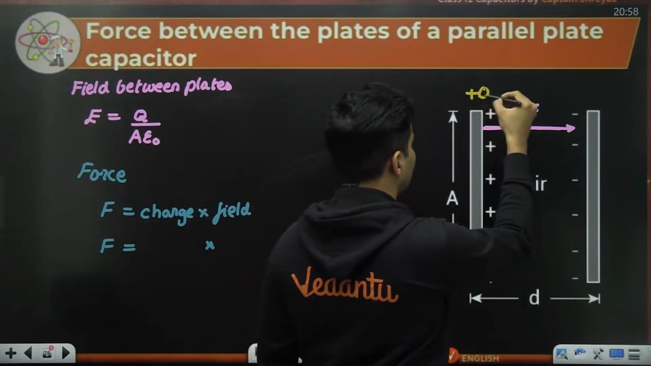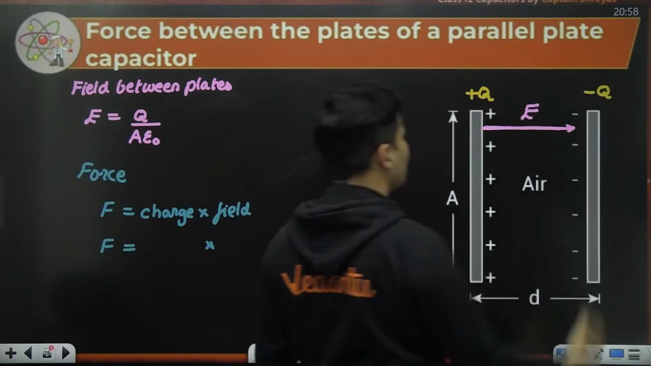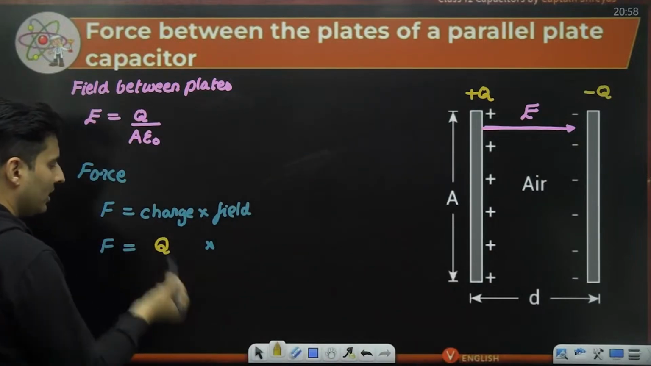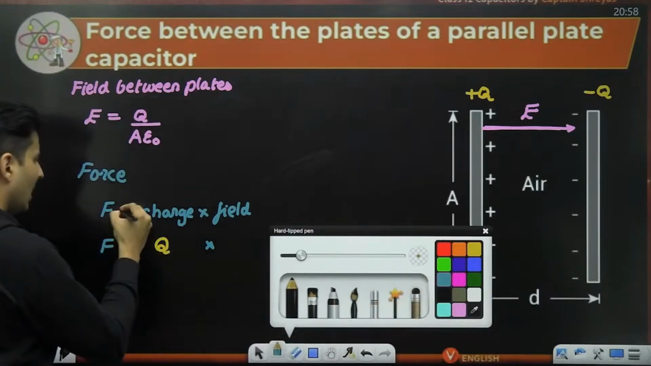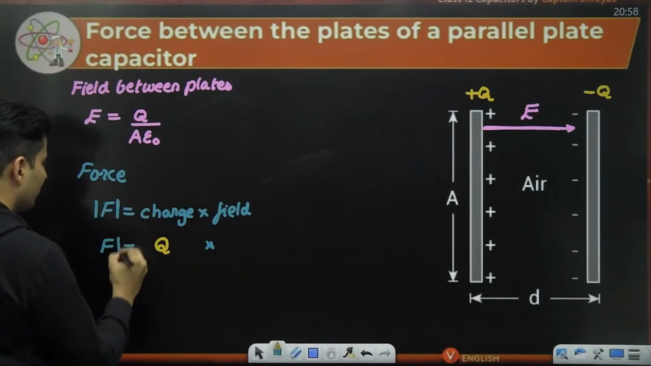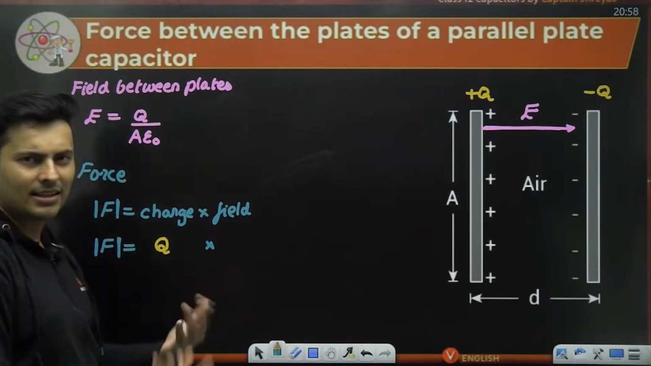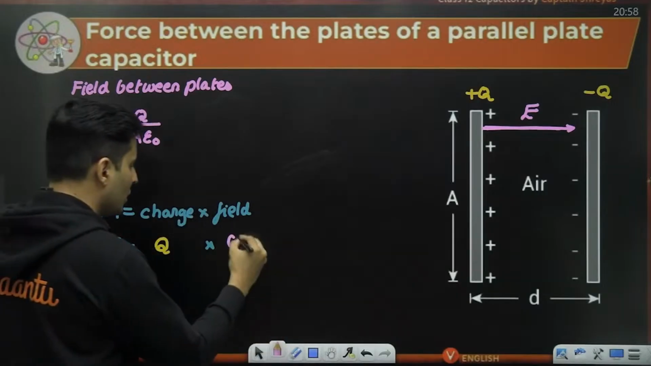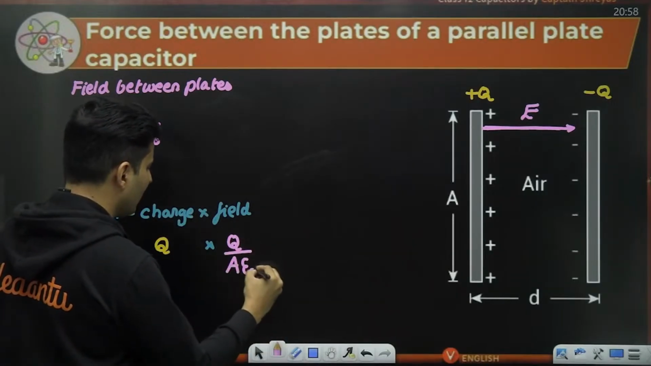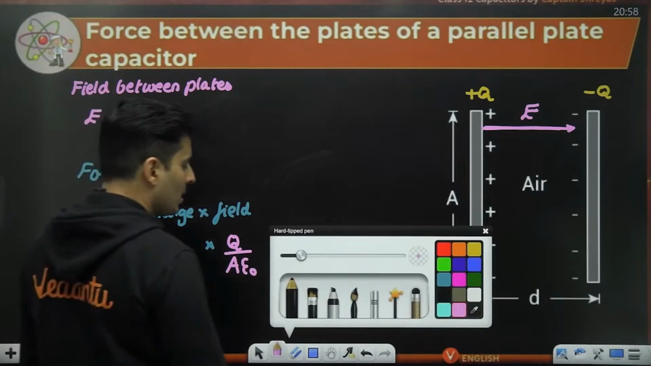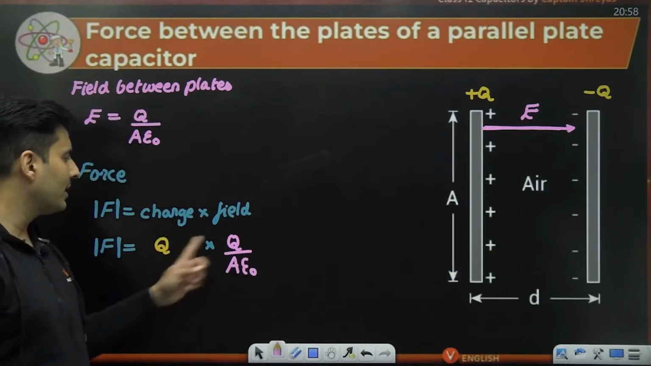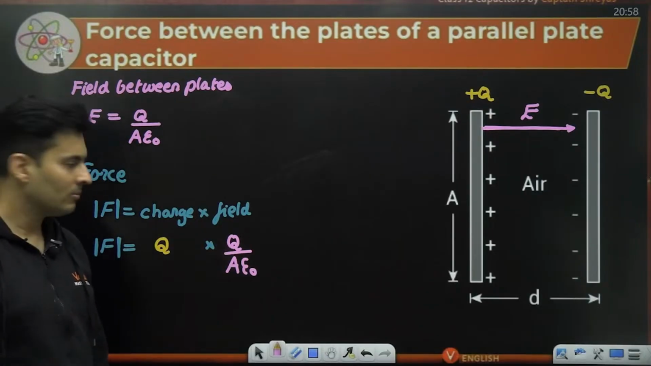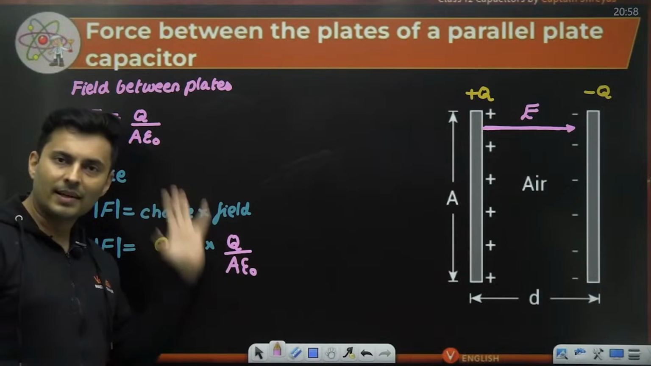This plate has charge Q, this plate has minus Q charge. I am interested in the magnitude of the force, so I'll just put Q. I'm not interested in the actual sign. I know that the sign will just change the direction, that's all. So charge is Q, field is nothing but Q by A epsilon naught. Then the answer which will come out will be Q square by A epsilon naught. But let me tell you, that answer is wrong. There is something wrong in this derivation.